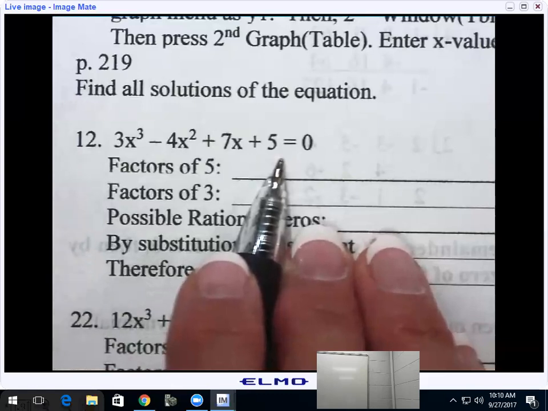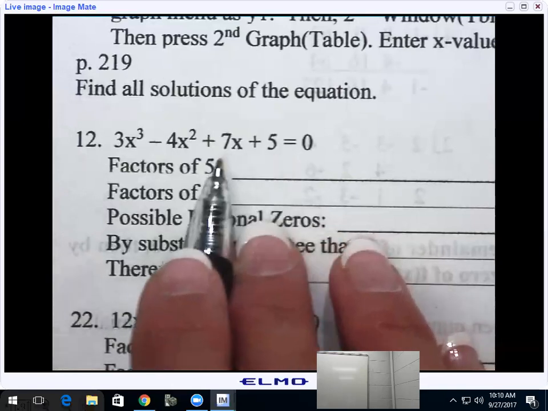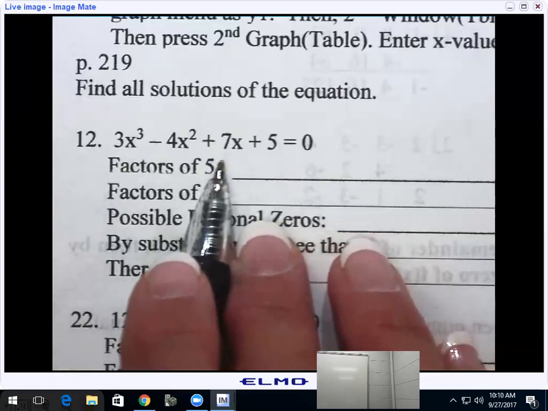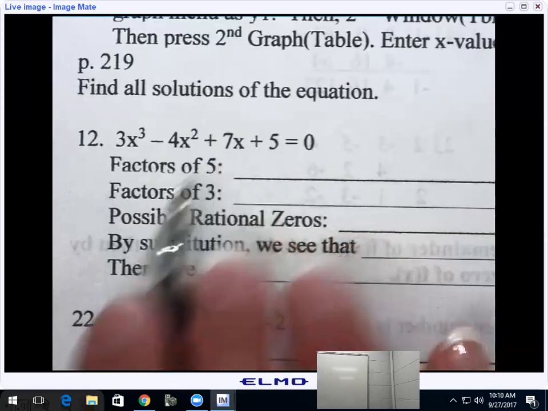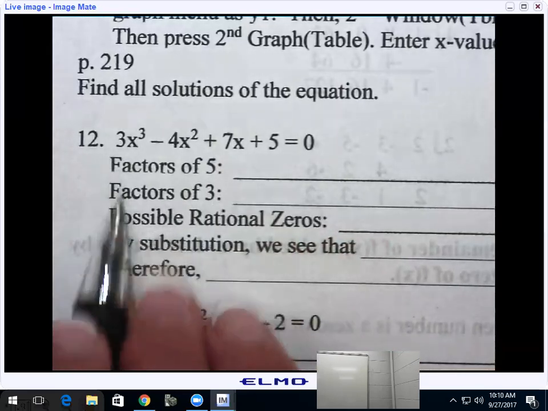But what if the answer is not a whole number? What if the answer turns out to be 7/8? I would never find that by guessing. So I have to have another method, and my other method is the rational zeros theorem. This is the way I'm going to set it up.